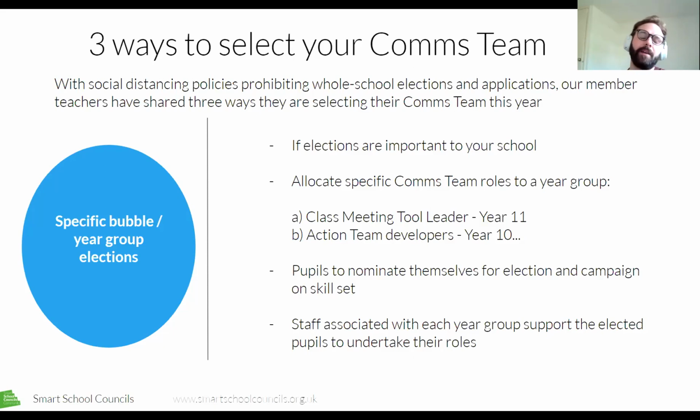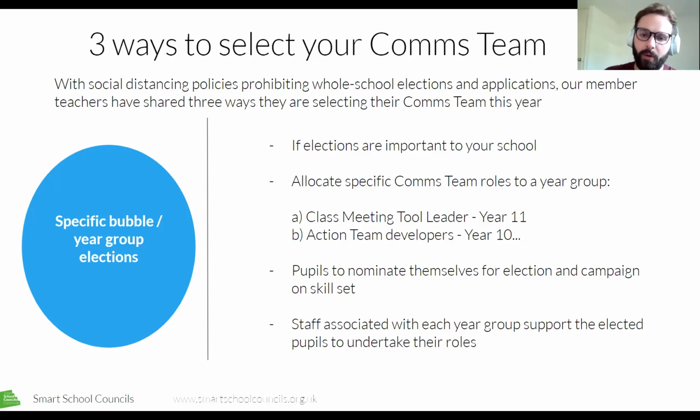I guess that example works if you've got year group bubbles. If you have class bubbles, then I guess it would be about increasing the number of roles that you have that are possible to be elected for. And then those elections themselves happen within one bubble, which means that you aren't breaking any of the social distancing guidelines.